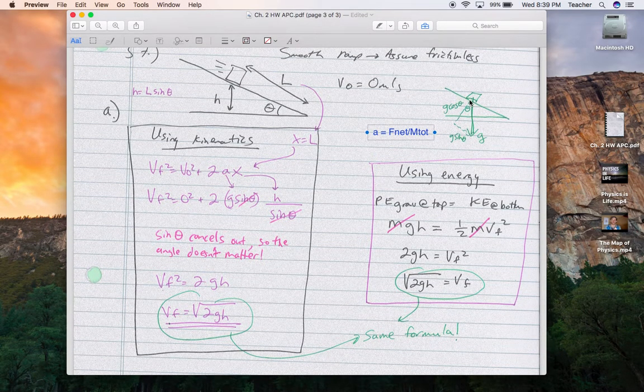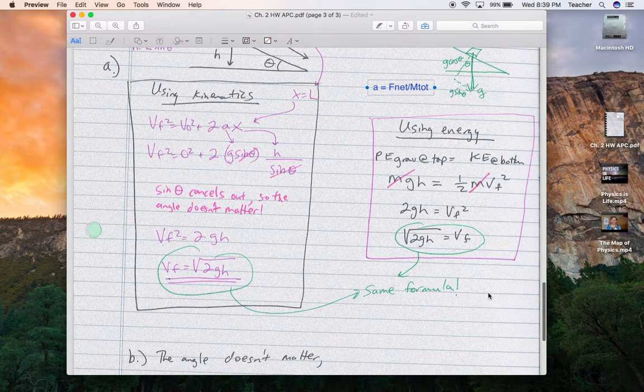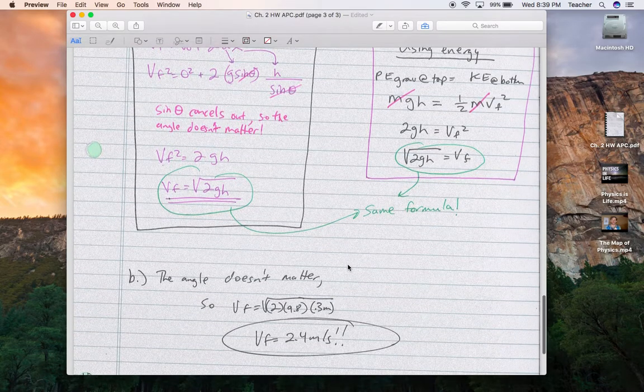Using energy, potential energy at the top would equal kinetic energy at the bottom. mgh equals 1/2 mv squared. Vf equals radical 2gh. That seems a lot simpler. Sometimes energy is a lot simpler and we just don't think about it. So notice it's the same formula because it's not different physics just because you think about it with energy or because you think about it with kinematics. So down here the angle doesn't matter. If you release the height at 30 centimeters or 0.3 meters, your final speed will be 2.4 meters per second.